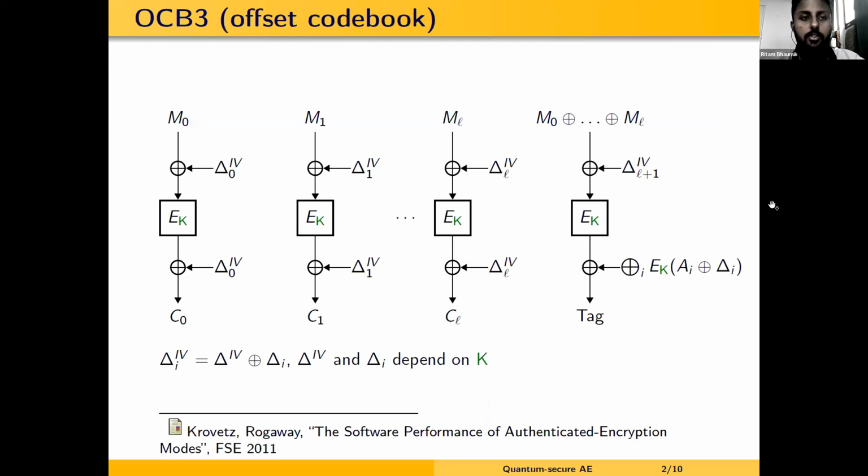So we begin with OCB3, which is a very popular authenticated encryption mode. It just uses these offsets, which are calculated based on an IV and the block number. And it uses these offsets with the ECB mode, which is highly parallelizable. This makes it very lightweight, and it's a rate 1 authenticated encryption mode, which means it just uses one block cipher call per message block. So we begin with this, and we want to examine how it stands up against a quantum adversary.